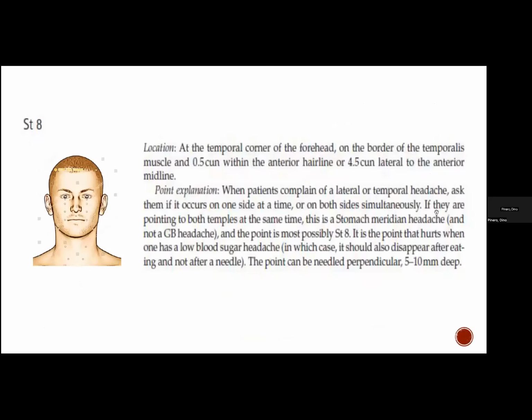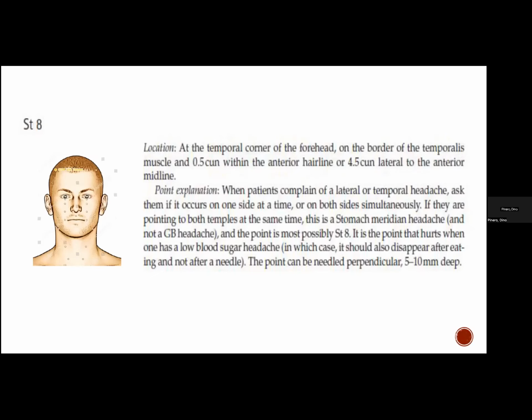Next point, stomach 8, which is at the temporal corner of the forehead. Siya po yung naglihis na stomach point on the border of the temporalis muscle, and 0.5 tsun within the anterior hairline. So paangat po siya 0.5 tsun and 4.5 tsun lateral to the anterior midline. So from the midline ng head, maka-count po tayo ng 4.5 tsun pa side. Then another 0.5 tsun paangat anterior sa hairline.